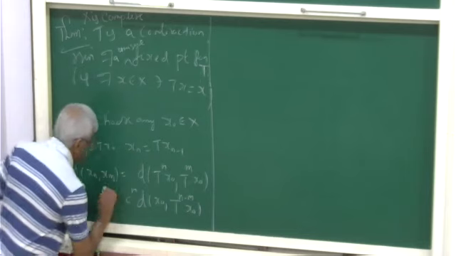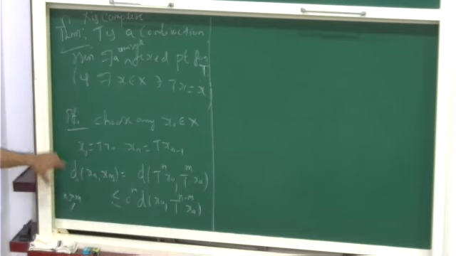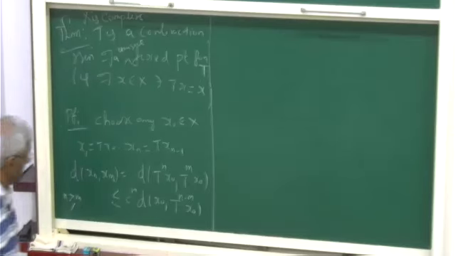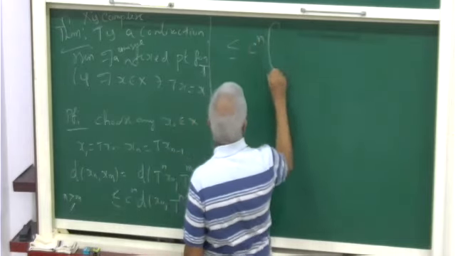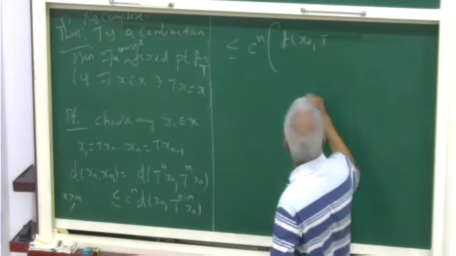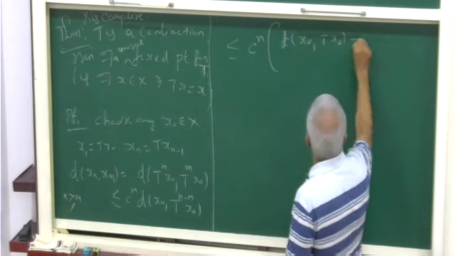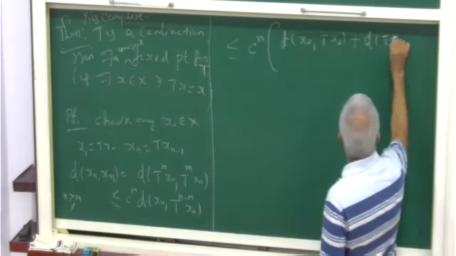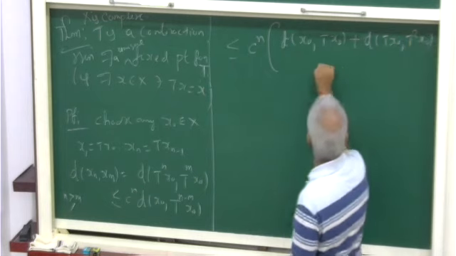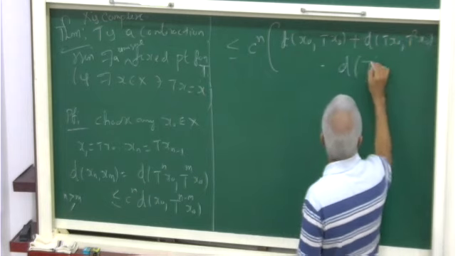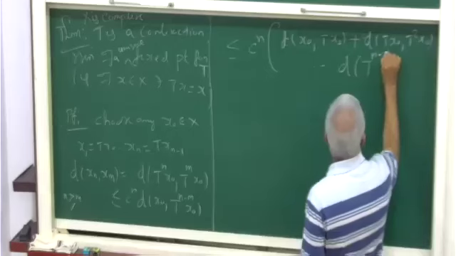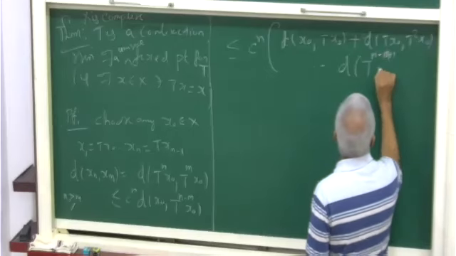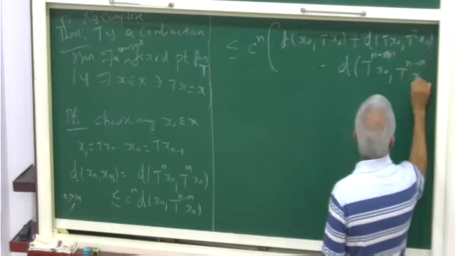We are using the contraction property, and we have got this. Now we have to handle this. We can do it like this. This is less than or equal to c power m into d of x naught, T of x naught, which is x1, plus d of T x naught, T square x naught. We are using the triangle inequality. We go like this, and d of T power n minus m minus 1 x naught, T power n minus m x naught.